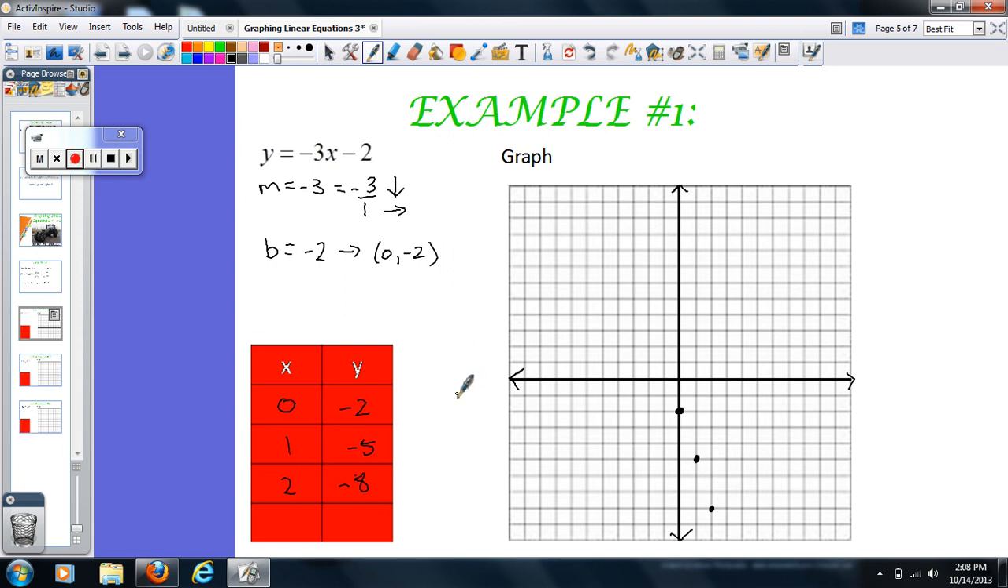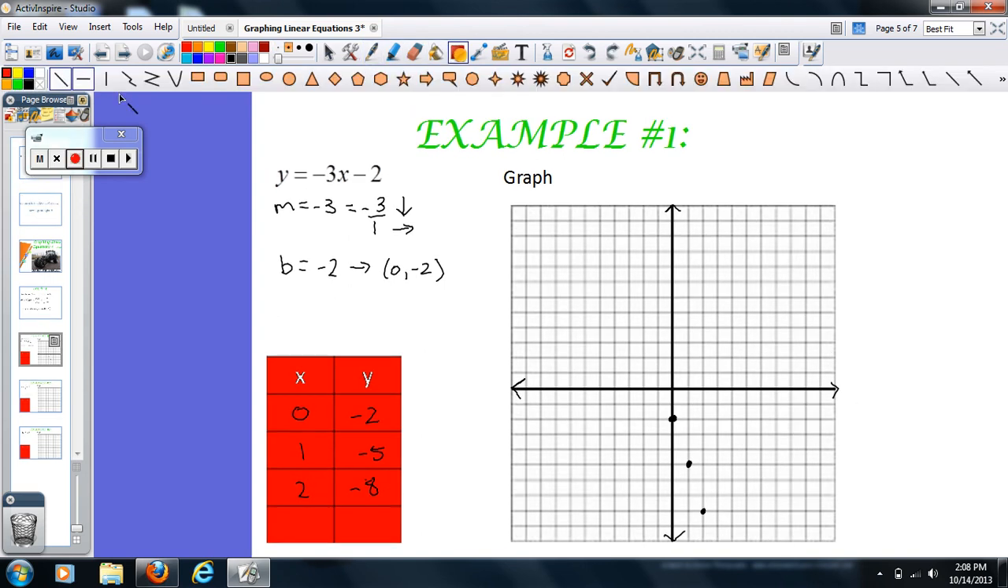Okay, and actually if you notice, this was our first point, 0 and negative 2. The x increased by 1, so I added 1 to the x. And the y decreased by 3, so I subtracted 3. Now if I do that same thing again, I subtract 3 from negative 5, that puts me at negative 8. If I add 1 to 1, it gives me 2. So now I have my graph for the equation.